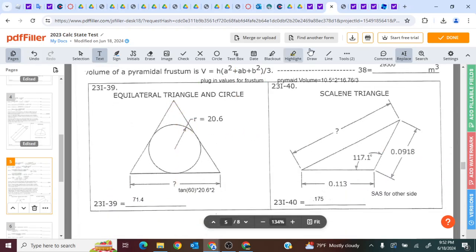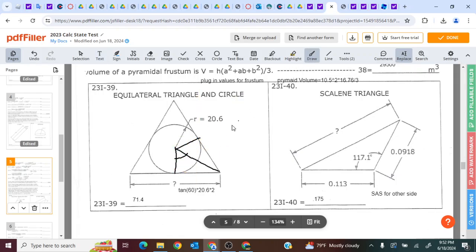39, equilateral triangle and circle. Figure out the length of this. Well, you can kind of map this out here. I'll just show you real quick. You need to figure out what this angle is. So you can use tangent on it.